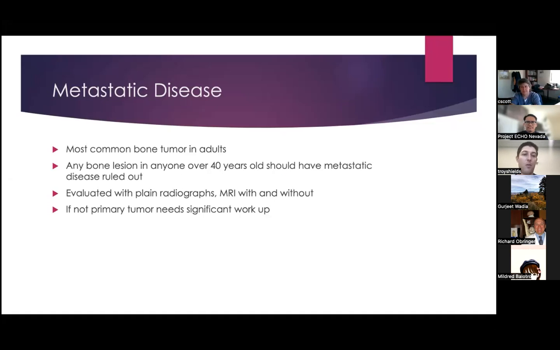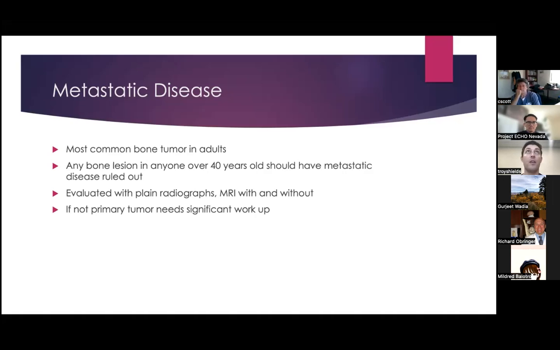So for the older population, we talk about bone tumors in the pediatric population. The bulk of them are benign. We'll get to some of the more aggressive cancerous ones later, but the vast majority of the adults you're going to see with a bone lesion, you have to think metastatic disease. And it's going to be metastatic disease until proven otherwise, essentially, in this population. So anyone over 40 that has a bone lesion should have a metastatic workup and metastatic disease worked out or ruled out. Sorry.